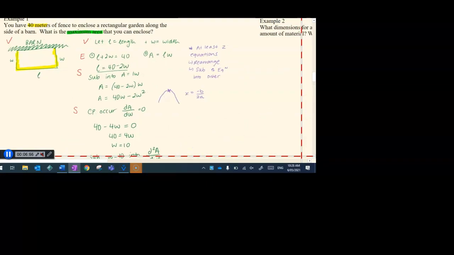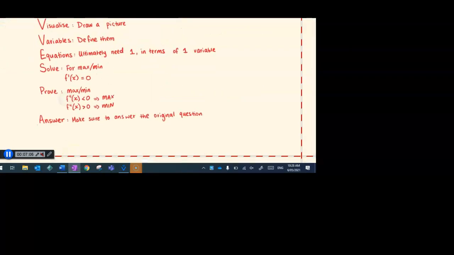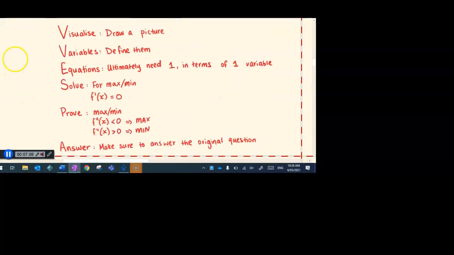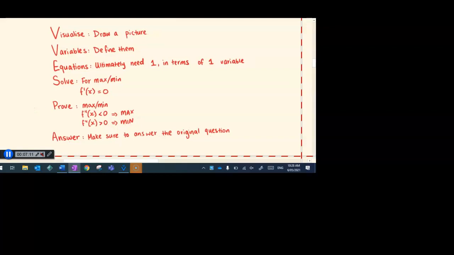All right. So really, 12D optimization, you have all the tools for 12D. It's just putting a couple of ideas together. I would say most of the time you're going to want to draw a picture, define your variables. Your equations, you ultimately need one equation with one independent variable. So you might need to do some substitution to get there. Solve for your max or your mins. Prove that it's a max or a min. And answer the question that's actually being asked.